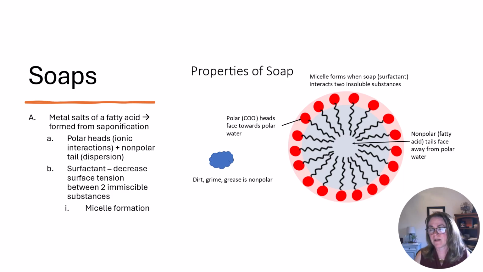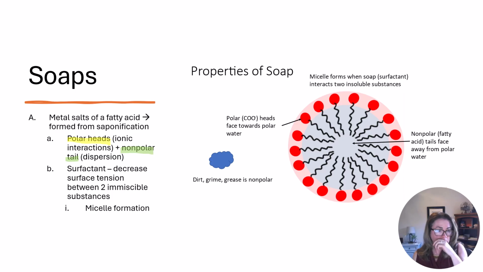So that base saponification reaction we talked about earlier, in our soap, in our fatty acid salts, we have a polar head, right? So we have ionic interactions. We've got a metal, a sodium ion, a potassium ion. So we have ionic interactions in that head. And then we have nonpolar interactions or dispersion forces in our tail.